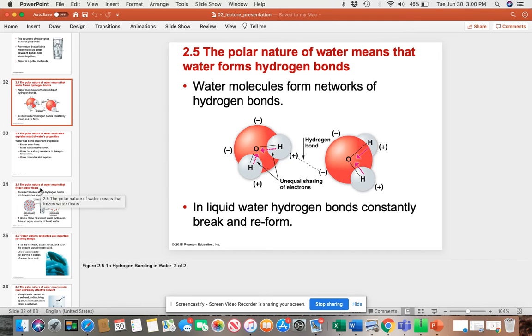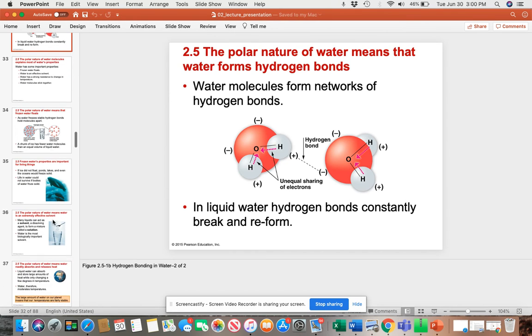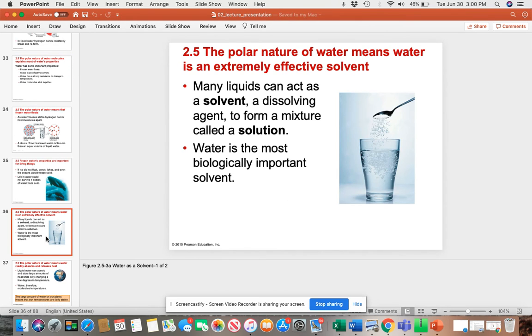And this is good because you do not want lakes or streams to freeze from the bottom up. It pretty much freezes from the top, allowing life to exist below. Water is an excellent solvent because it can dissolve a lot of substances.